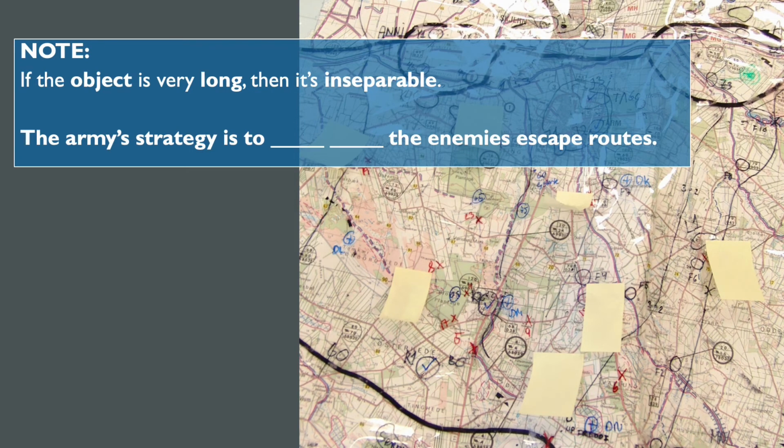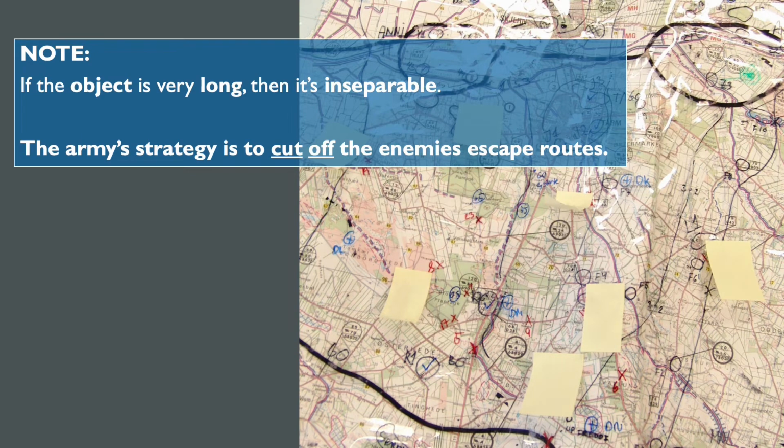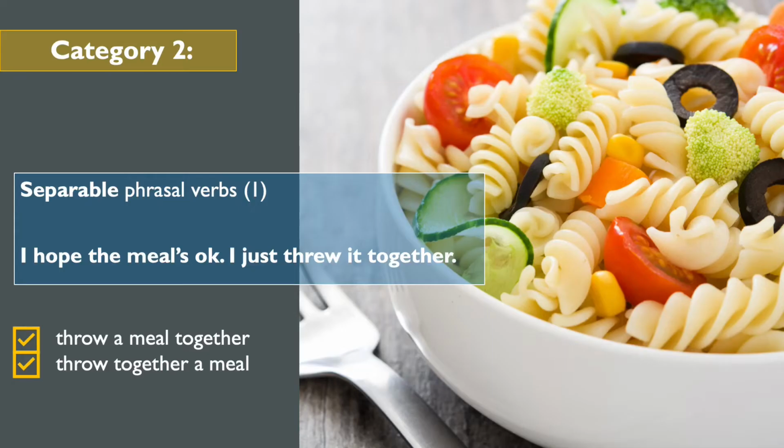And again, if the object is very long, then it's also going to be inseparable. So what do you think the phrasal verb in this example could be? The army's strategy is to the enemy's escape routes. Yeah, so that's right. It's to cut off the enemy's escape route. To cut off means to block something. And here, the object, the enemy's escape routes, is, as I said, quite long, which means it needs to come after the particle.